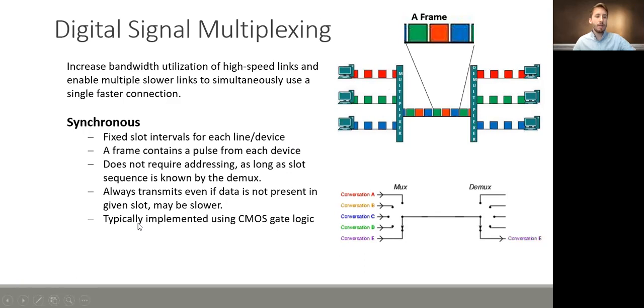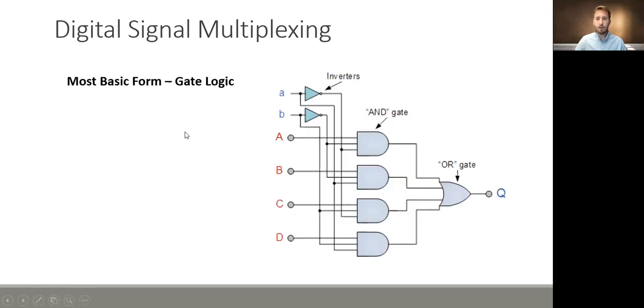In addition, typically these are implemented using CMOS gate logic. These gates nowadays typically use CMOS. I know we talk a lot about TTL, transistor-transistor logic, but that is really kind of gone in the past. It's not used much anymore. I did a lot of research into this because I was a bit confused when I was looking at the speeds of CMOS versus TTL versus FET.